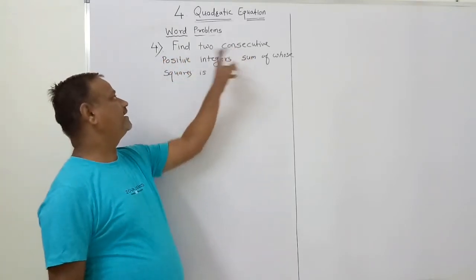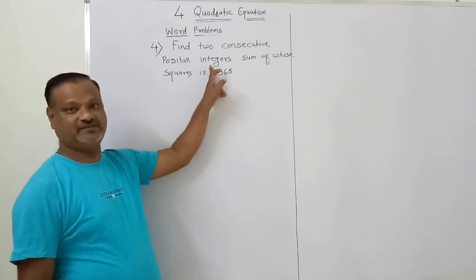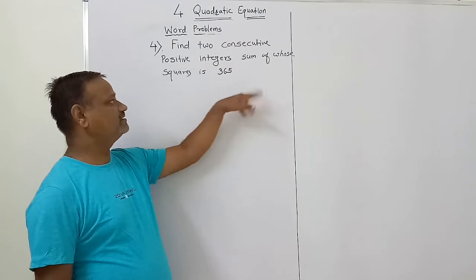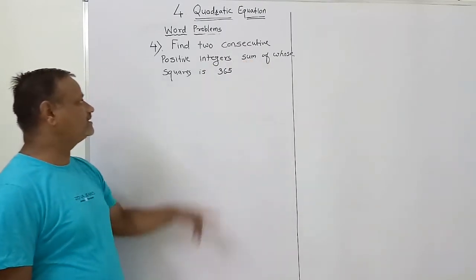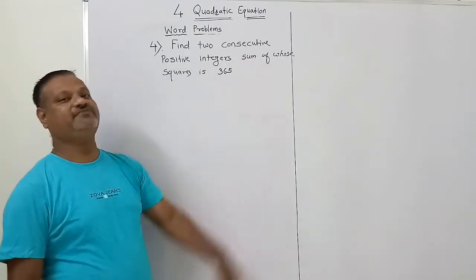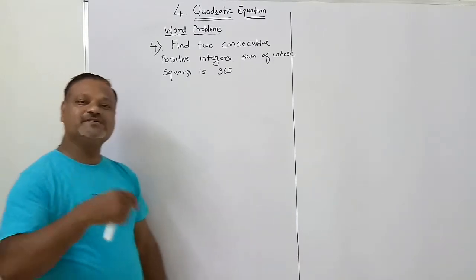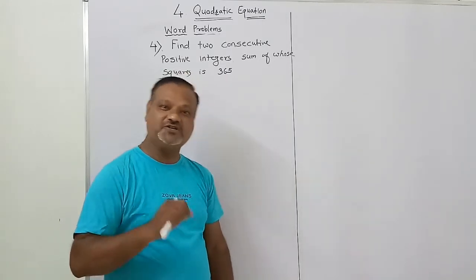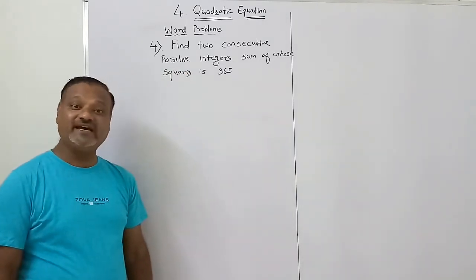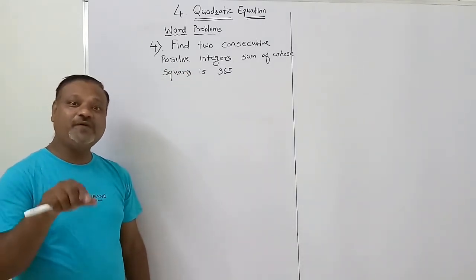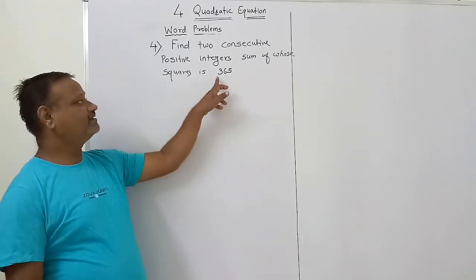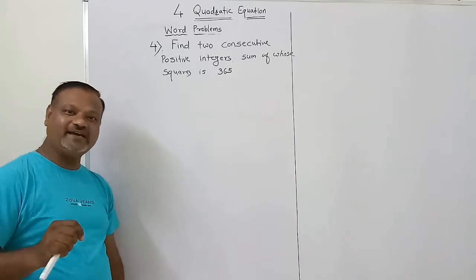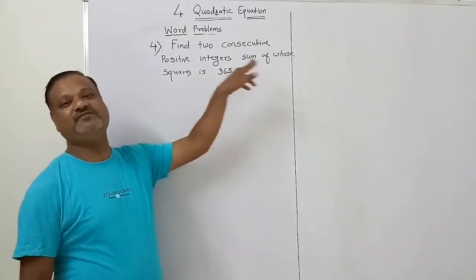Find two consecutive positive integers. Find two consecutive positive integers whose sum of the squares is 365. Means we have to find out two such positive integers whose sum of the squares is 365.